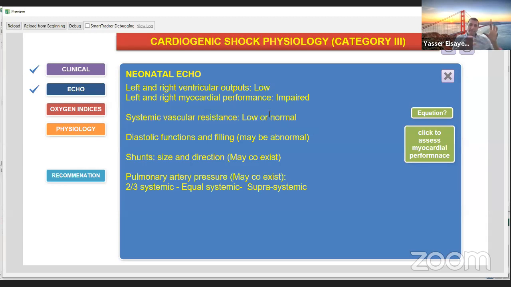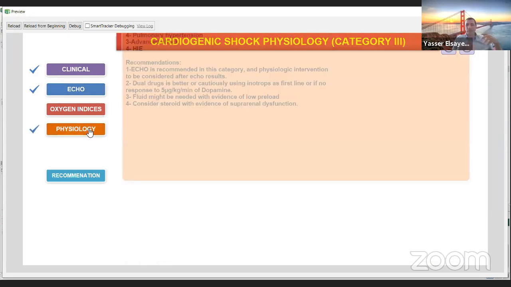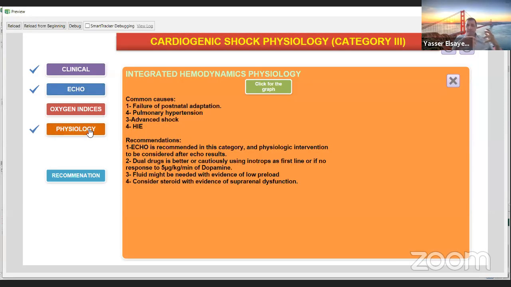It is like a combination between the features of category number 1 and category number 2. And it makes sense in this case to use a dual medication which works on vascular resistance and heart performance at the same time, a dual medication like dopamine or epinephrine. And in this category, I prefer to use epinephrine because it has a more direct action and is faster in response.